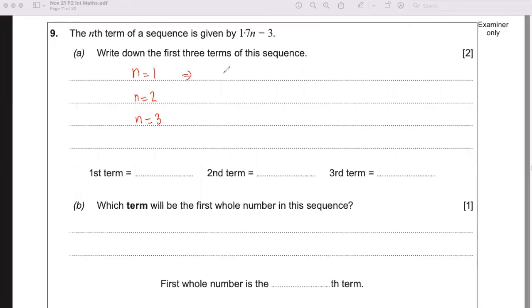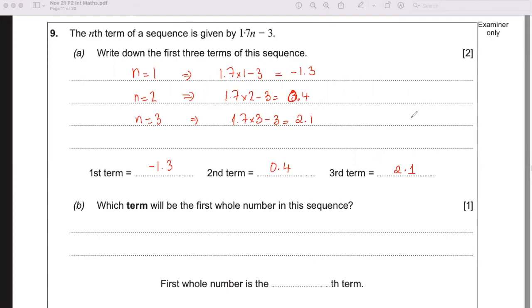So when n equals 1, the first term will be 1.7 times 1 take away 3. Just put that in your calculator. That should be minus 1.3. The second term is 1.7 times 2, take away 3, and that is 0.4 in your calculator. And the last one is 1.7 times 3, take away 3, and that would be 2.1, and that's your third term, 2.1.